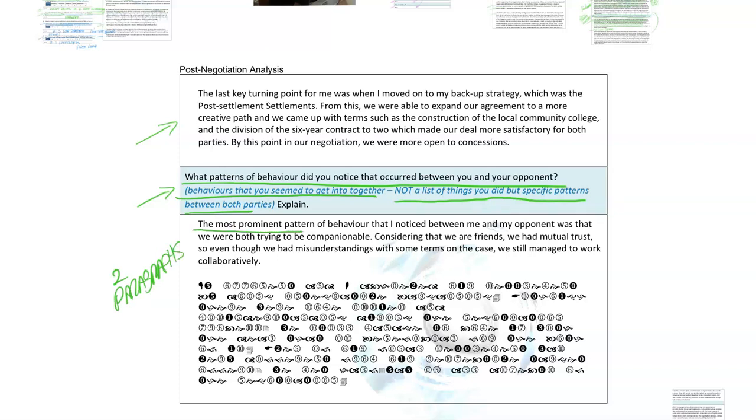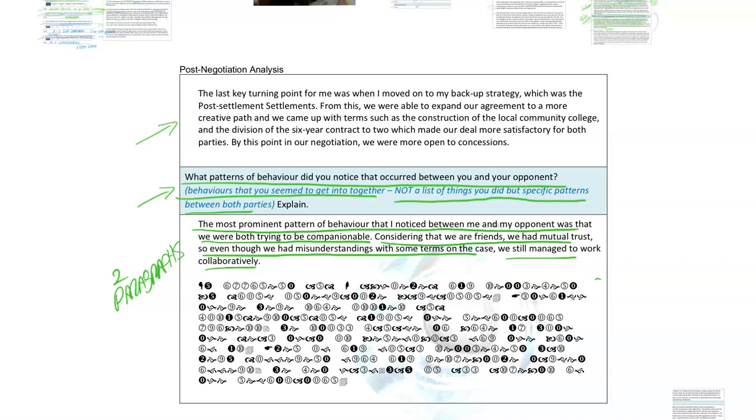"The most prominent pattern of behavior that I noticed between me and my opponent was that we were both trying to be companionable." He means agreeable. "Considering that we are friends, we had mutual trust, so even though we had misunderstandings with some terms on the case, we still managed to work collaboratively." So that's one pattern. Even though we had some frustrations, one of the patterns he noticed was this pattern of collaboration and trying to be amenable to each other.